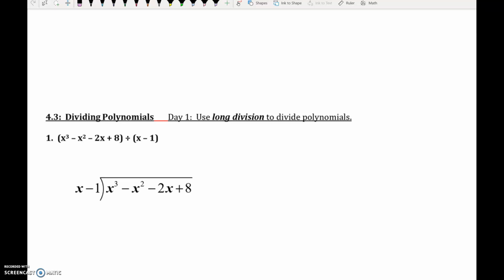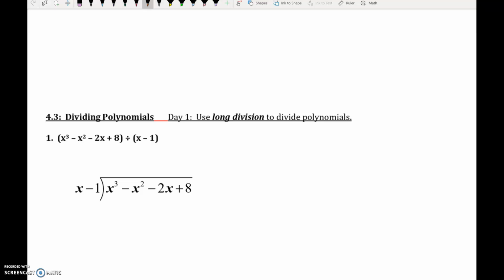Today we're going to be dividing polynomials, specifically using long division. Yesterday we did something like x minus 1 times something and got something that looked like this as our answer. So today we're going to take that answer and divide it by the x minus 1 to see what it was that we multiplied by yesterday. So today we're going to be undoing the multiplication.